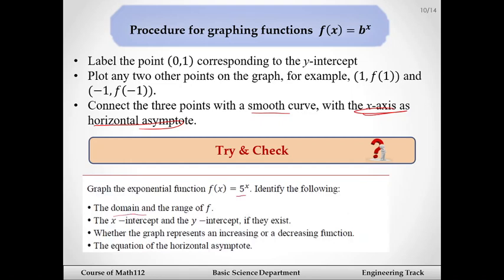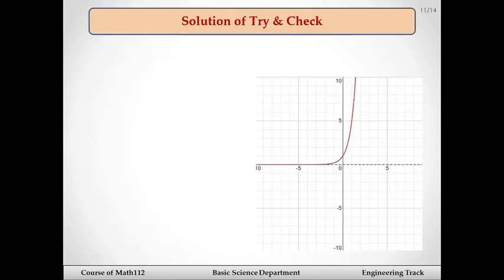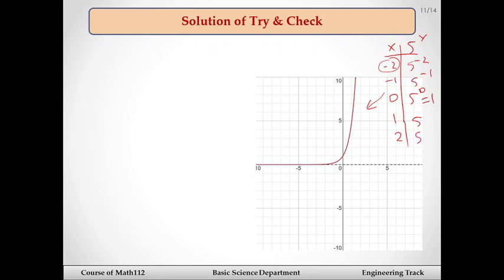Let's look at 5 to the x, its domain and range, x-intercept and y-intercept if they exist, whether the graph represents an increasing or decreasing function, and the equation of the horizontal asymptote. You can get this graph by putting values of x, including -2, 0, 1, and 2. At 0 it is 1, at 1 it is 5, and at 2 it is 5 squared, 25. When you put these points, you will get this graph.